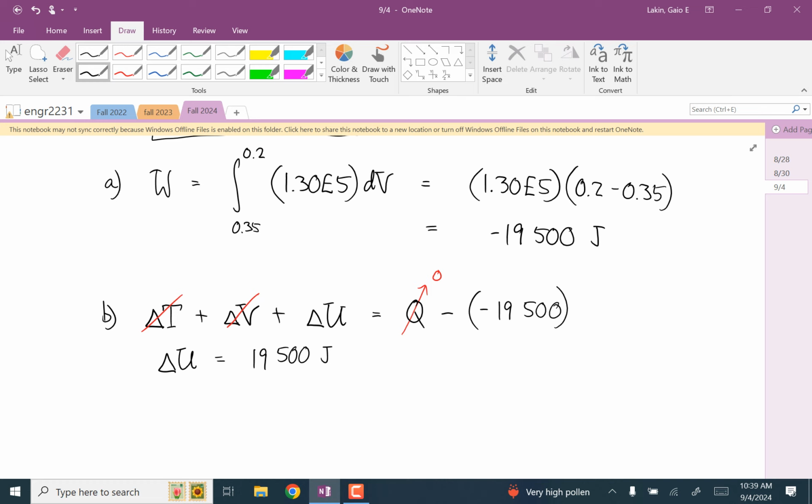So will the temperature of the gas go up or go down? If it's not at a phase change boundary, it's going to go up. An increasing internal energy corresponds to increasing temperature or going to the higher phase.